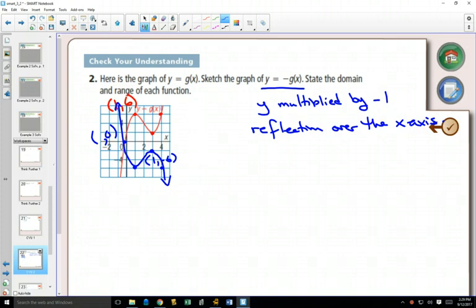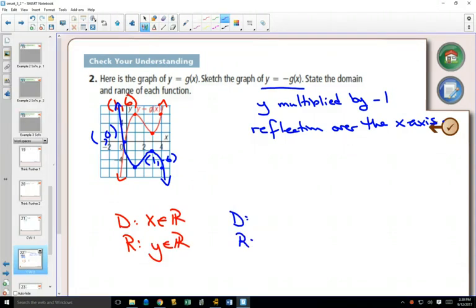Now it asks for the domain and range. Remember that when there's arrowheads, that means it's continuing on forever in basically two directions. The one up here is always going up and always going to the right. The one down here is going down and to the left. So our domain is everything, and our range is everything. And even after the reflection, the domain and range have stayed the same.